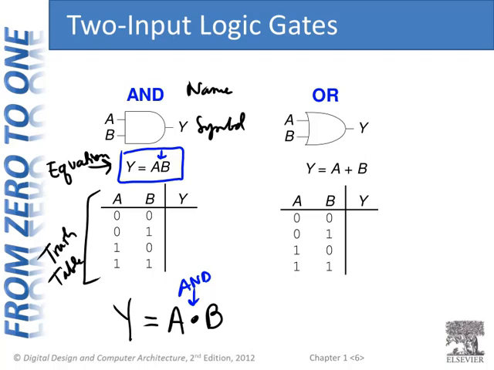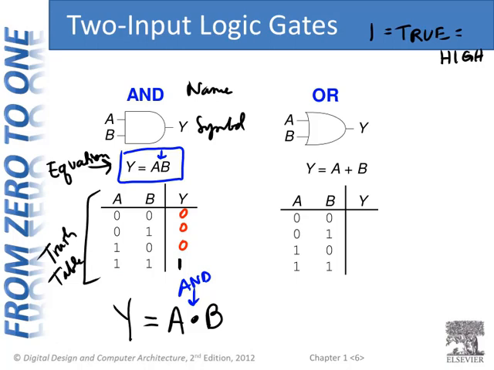So the only case where the output is true for this gate is in the case where A and B are both true or 1. Remember that 1, true, and high are interchangeable terms. Okay. So in every other case, the output is 0. Both of the inputs have to be true in order for the output to be high, to be true.